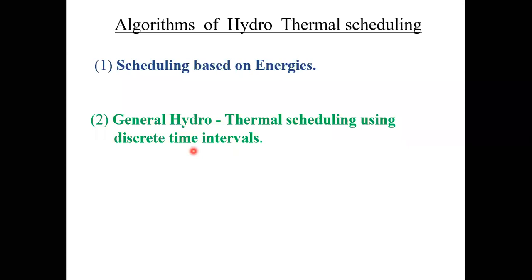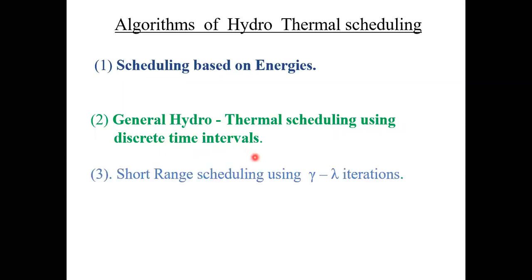Similarly, when you consider a year, we have 12 months, so we can divide that year into 12 equal parts. The same procedure we follow in the second algorithm, that is nothing but using discrete time intervals.